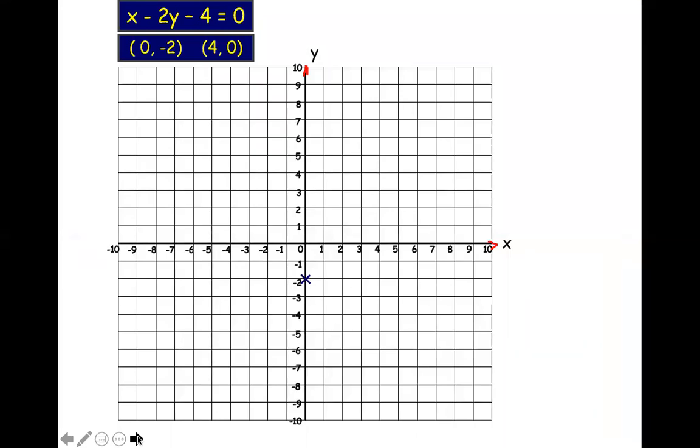So the first one, (0, negative 2). Remember, we're looking for points that are y-intercept and x-intercept. And the other one should be on the x-axis, (4, 0). With the first 2 points, you draw your first line through them. Now you hope that you've drawn the line long enough.